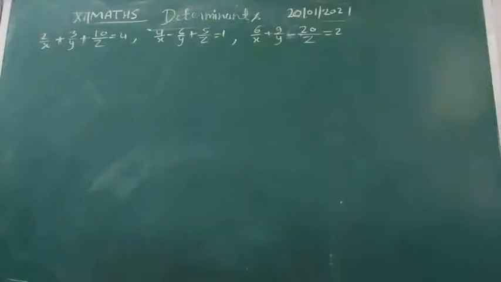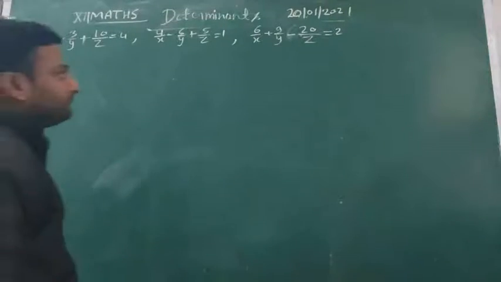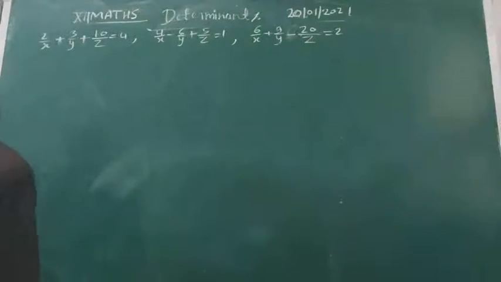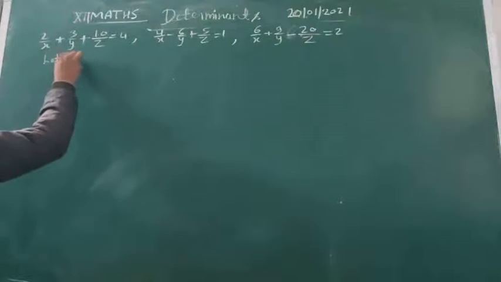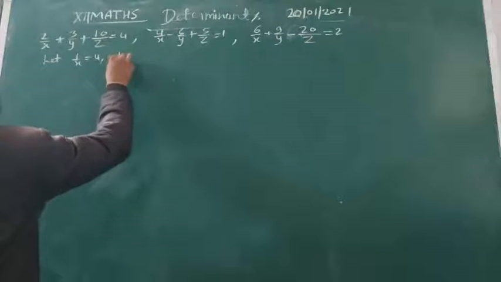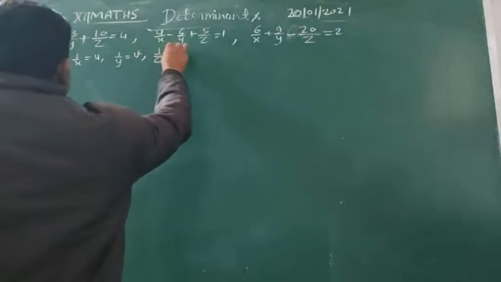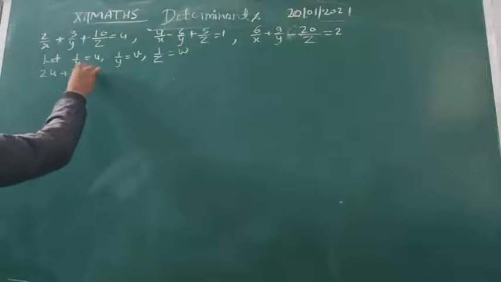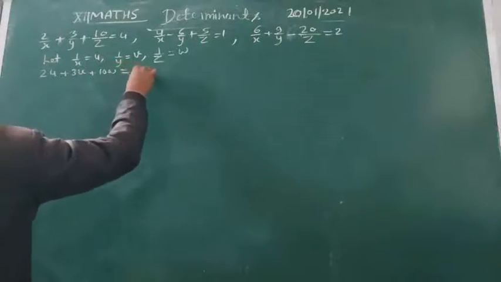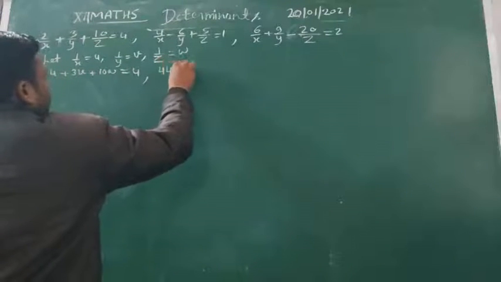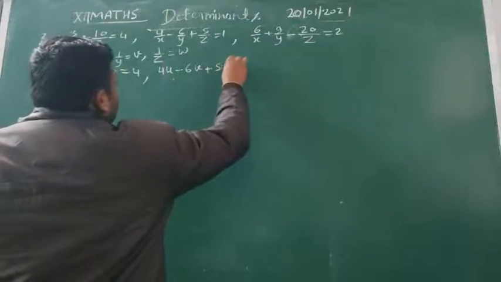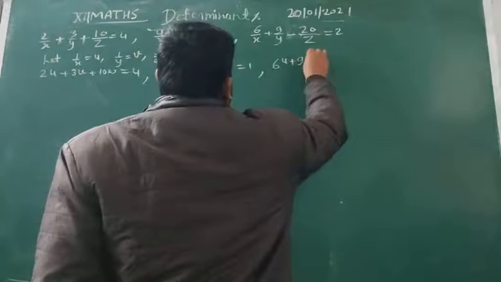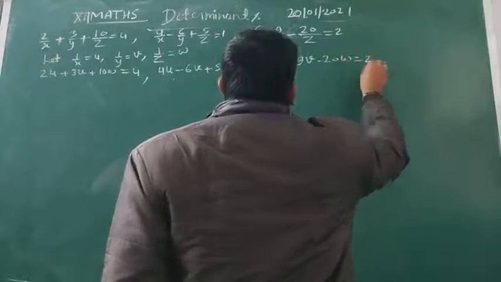Okay, students. So these are the three equations which we have to solve by using the matrix method. First of all, we will let 1 by x be u, 1 by y be v, and 1 by z be w. So the equations will change to 2u + 3v + 10w = 4, 4u - 6v + 5w = 1, 6u + 9v - 20w = 2.